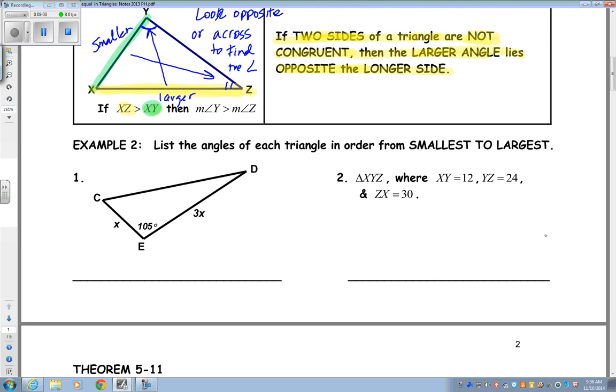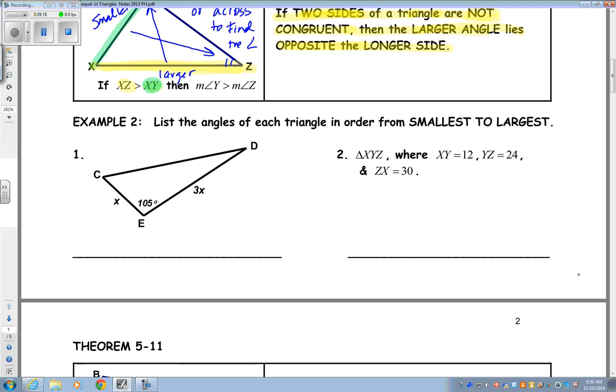So they want us to list the angles of the triangle from smallest to largest. So if I'm physically looking at the sides, okay, which side looks the smallest? CE. Okay, so we can physically see this is the smallest side. All right. Which side looks the largest? Yeah. So this is our largest. And then this would be our mid, right? Okay. All right, so they want us to list our angles in order from smallest to largest.